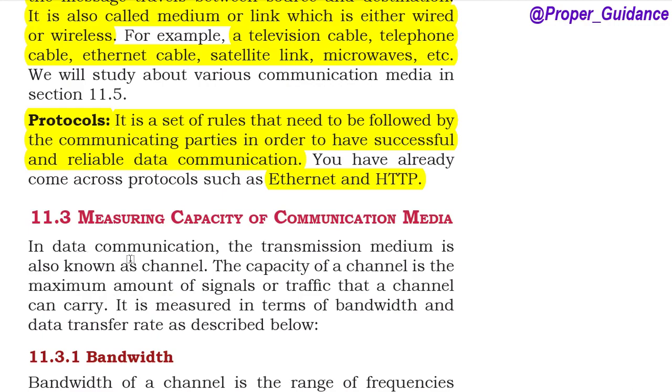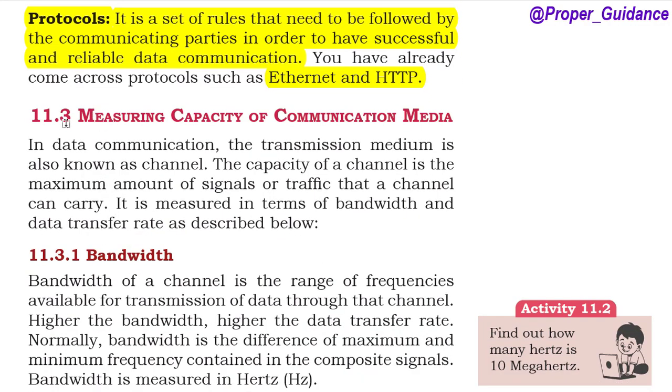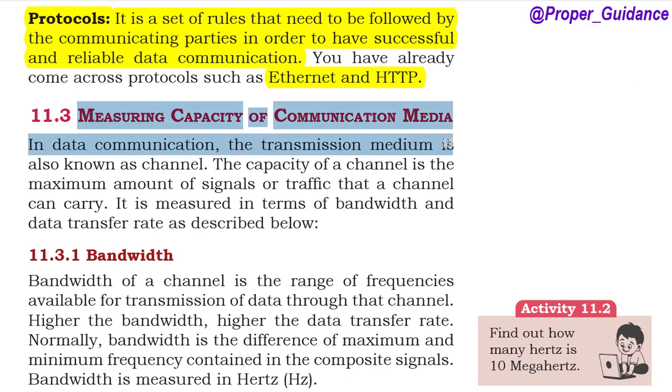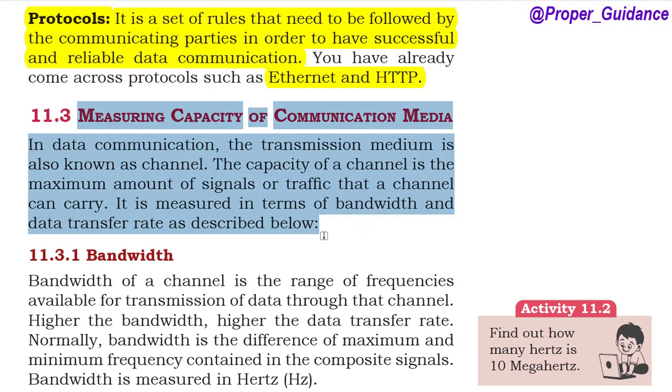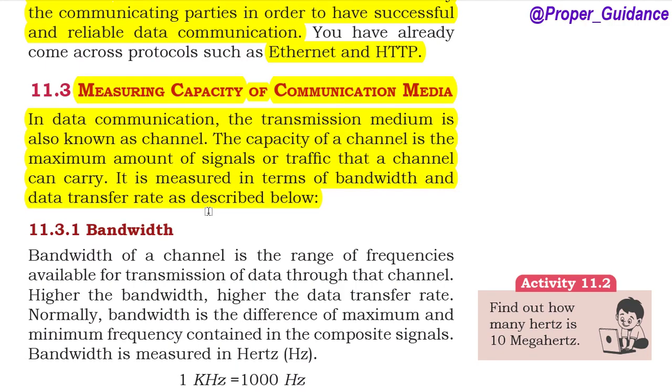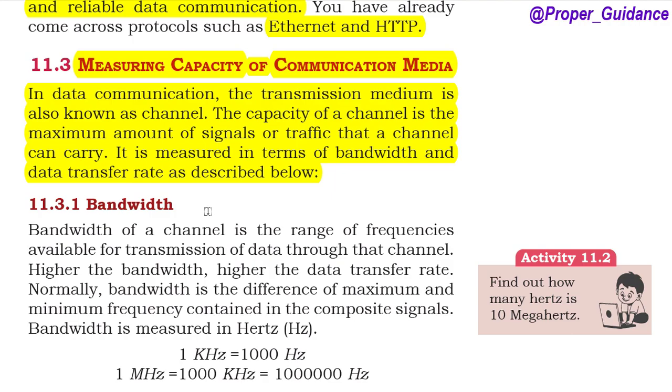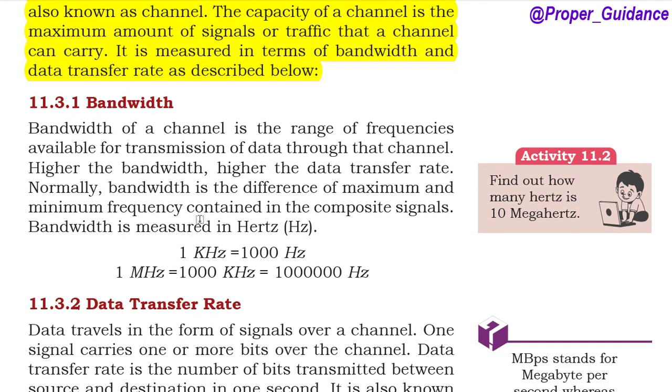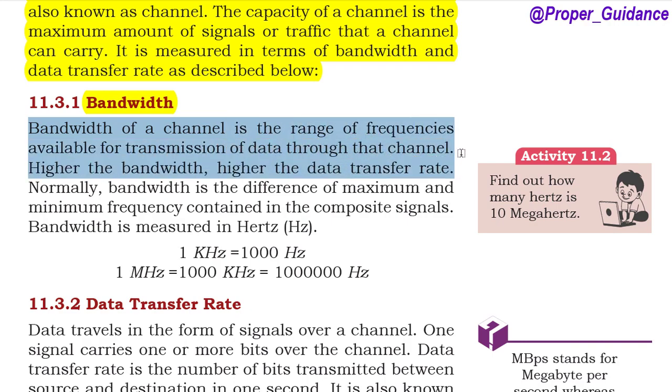Now, measuring capacity of communication media. In data communication, the transmission medium is also known as a channel. The capacity of a channel is the maximum amount of signals or traffic that a channel can carry. It is measured in terms of bandwidth and data transfer rate as described below. Now, what do you mean by bandwidth? This is also a very common term. Bandwidth of a channel is the range of frequencies available for transmission of data through that channel. Higher the bandwidth, higher the data transfer rate.